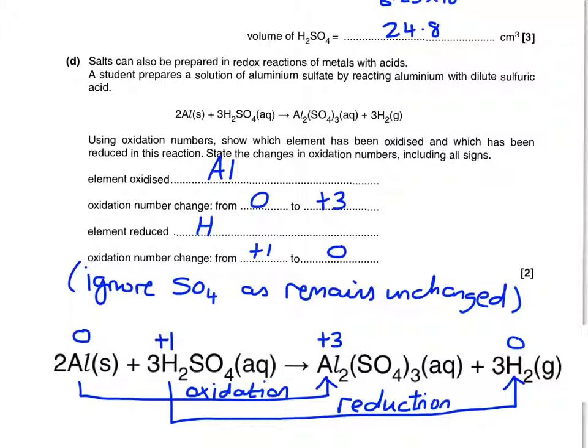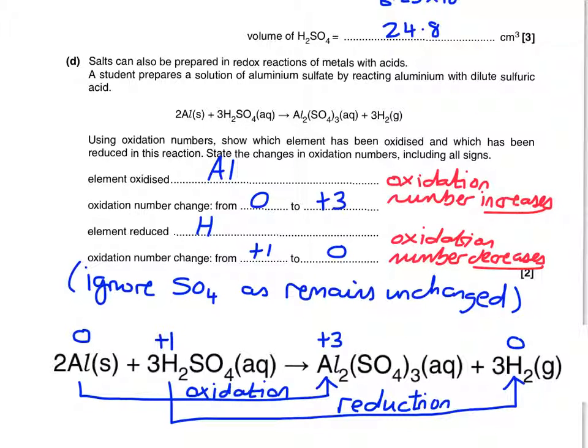So that allows us to process the equation by putting in the oxidation numbers of the things that do change. Then we can work out which is oxidized and which is reduced. And the way we can deduce this is because if the oxidation number increases, you can call it an oxidation. If the oxidation number decreases, you can call it a reduction.